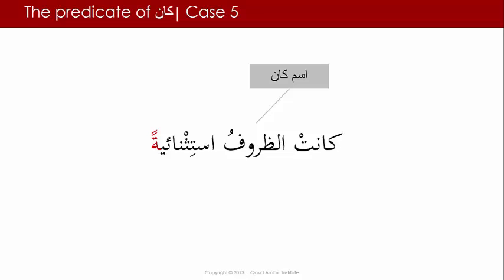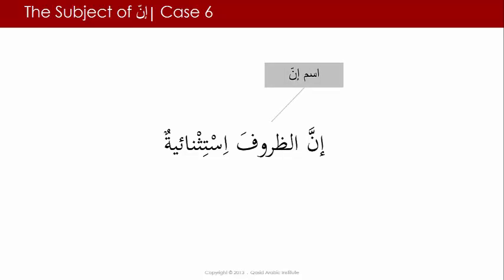We also have the predicate of kana. Kana impacts nominal sentences. We have الظروف استثنائية. The circumstances are exceptional. كانت الظروف استثنائية. The circumstances were exceptional. الظروف is our اسم كان, and the خبر كان is منصوب استثنائية. Now the opposite occurs with إن. إن الظروف استثنائية. إن makes the ism inna mansub and the khabar inna marfu', just the opposite of kana.